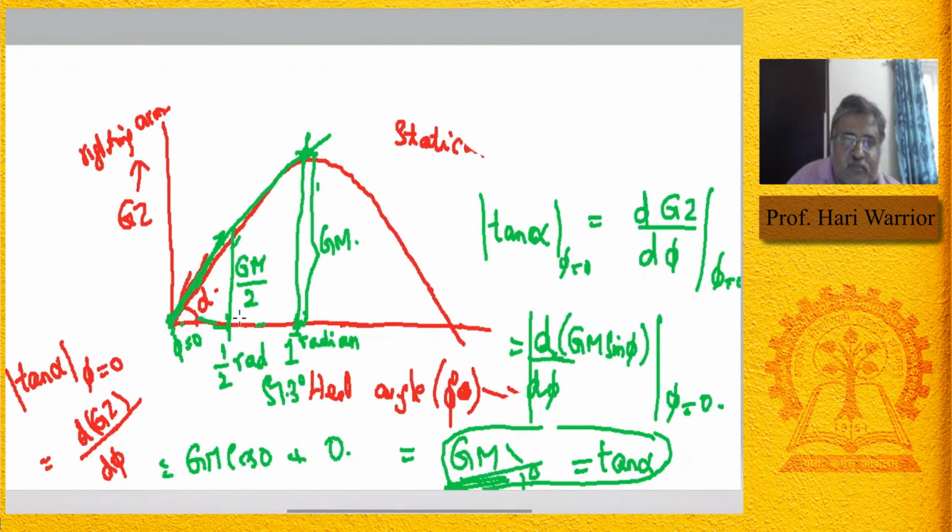Any of these works, but what is done in practice is to take GM and connect it to the origin. That will give you the tangent to the curve. So that is what it is.